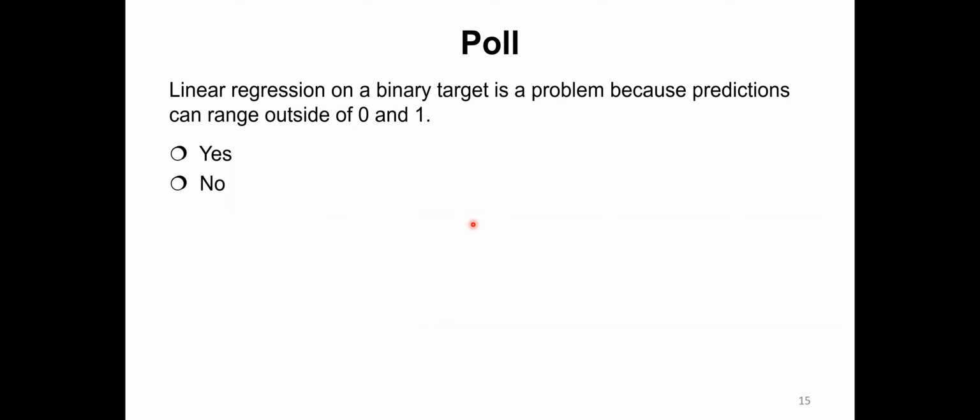Now let's have a look at this poll. Linear regression on a binary target is a problem because the prediction can range outside 0 and 1. Is this right or not? Yes, this is right. Because this is a problem. It can go outside of 0 and 1.